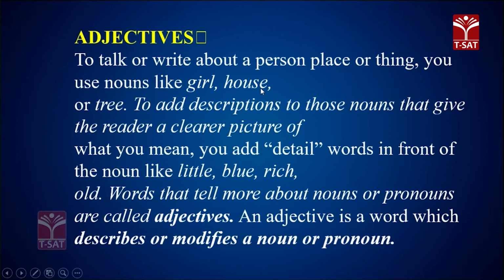As you know, to talk and to write about a person, place or thing, you need nouns like girl, house or tree or something of the same sort. But to add descriptions to those nouns that give the reader a clear picture of what you mean, you add detailed words in front of the noun like little, blue, rich, old, fast, etc. So, words that tell more about nouns or pronouns are called adjectives.